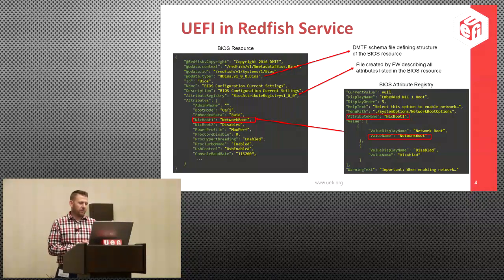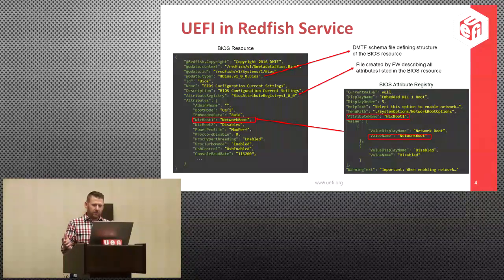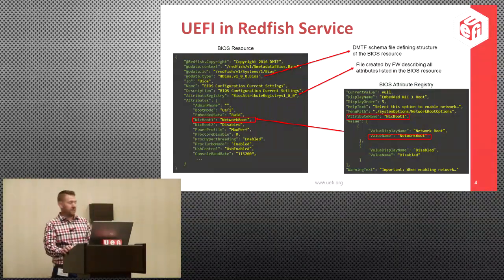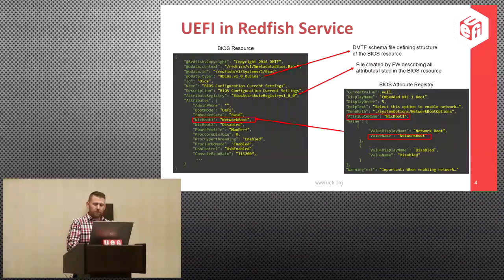So inside the BIOS resource, you'll see one section there called the attributes array. And the attributes array is really a collection of all of these system configuration options that's managed by UEFI, that you would typically see in a pre-boot configuration utility. The contents of that attributes array is not something that's spec'd out in the DMTF schema, but it is described in the BIOS attribute registry.